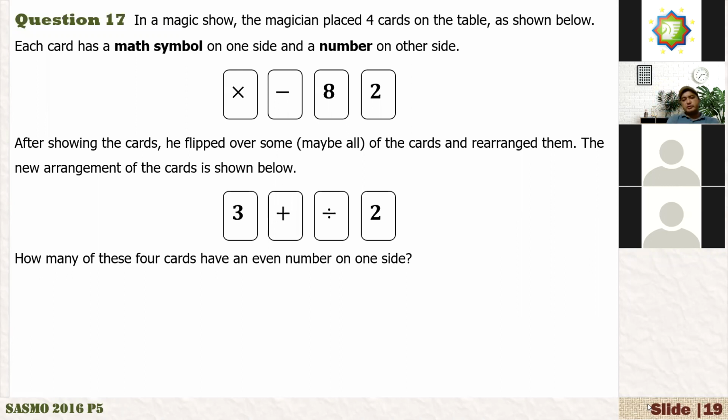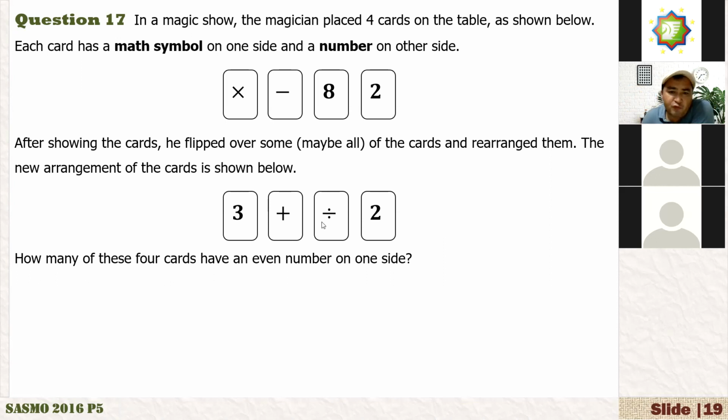Aydın, did you understand the question? A little bit. Aydın, the question is very simple. Here we have 4 cards in your hands, okay? On one side of the card, you write some numbers. On the other side of these cards, you put some symbols or signs, math symbols.